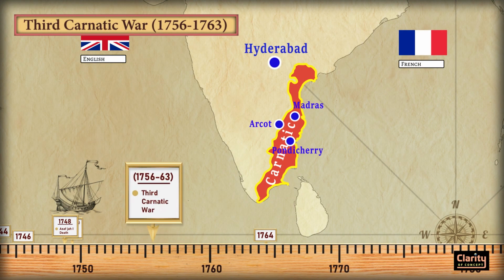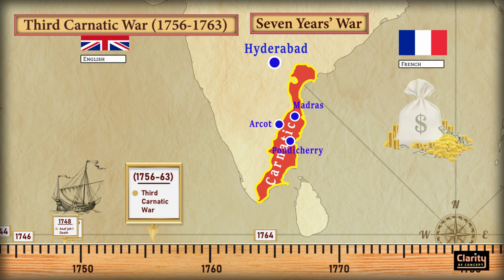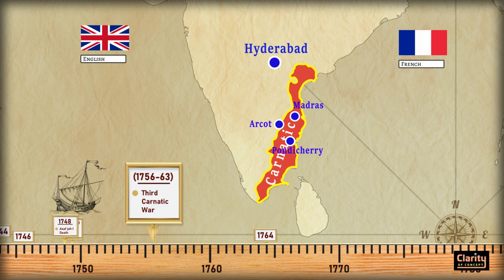The Third Carnatic War began in 1756 as part of the larger global conflict known as the 7 Years' War. By this time, tensions between the British and French in India had once again reached a breaking point. The British, after gaining the upper hand in the Second Carnatic War, had grown stronger, while the French struggled with limited resources and internal disagreements.